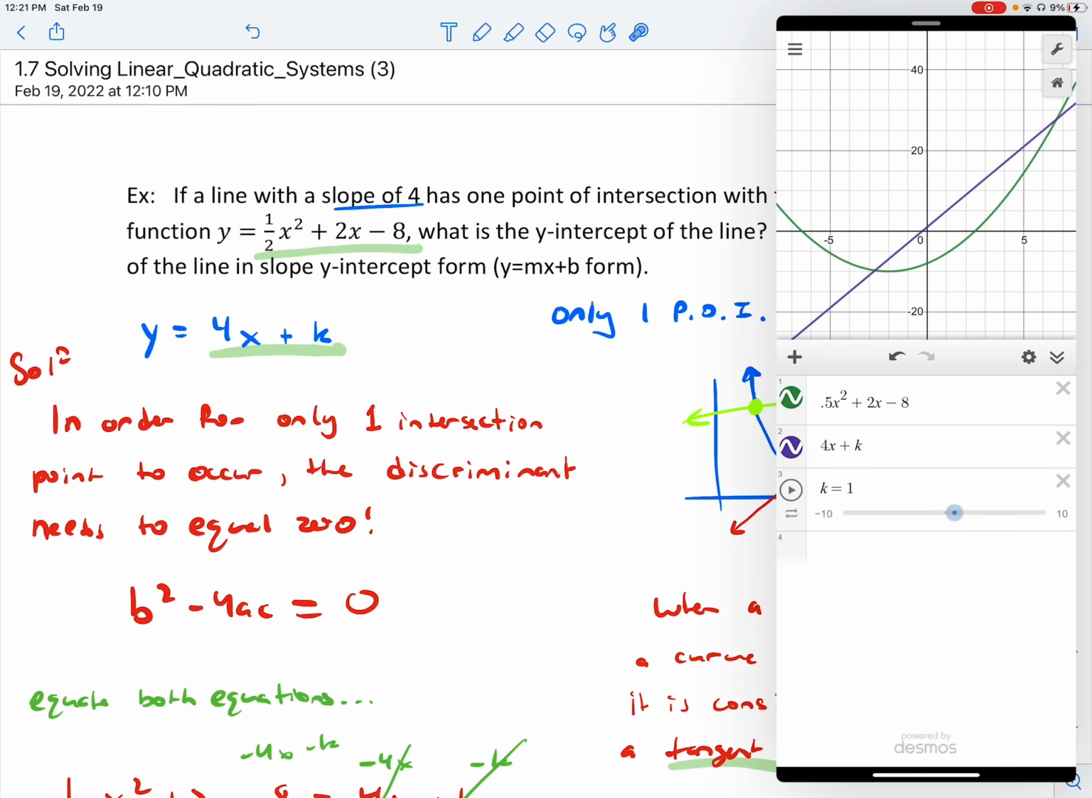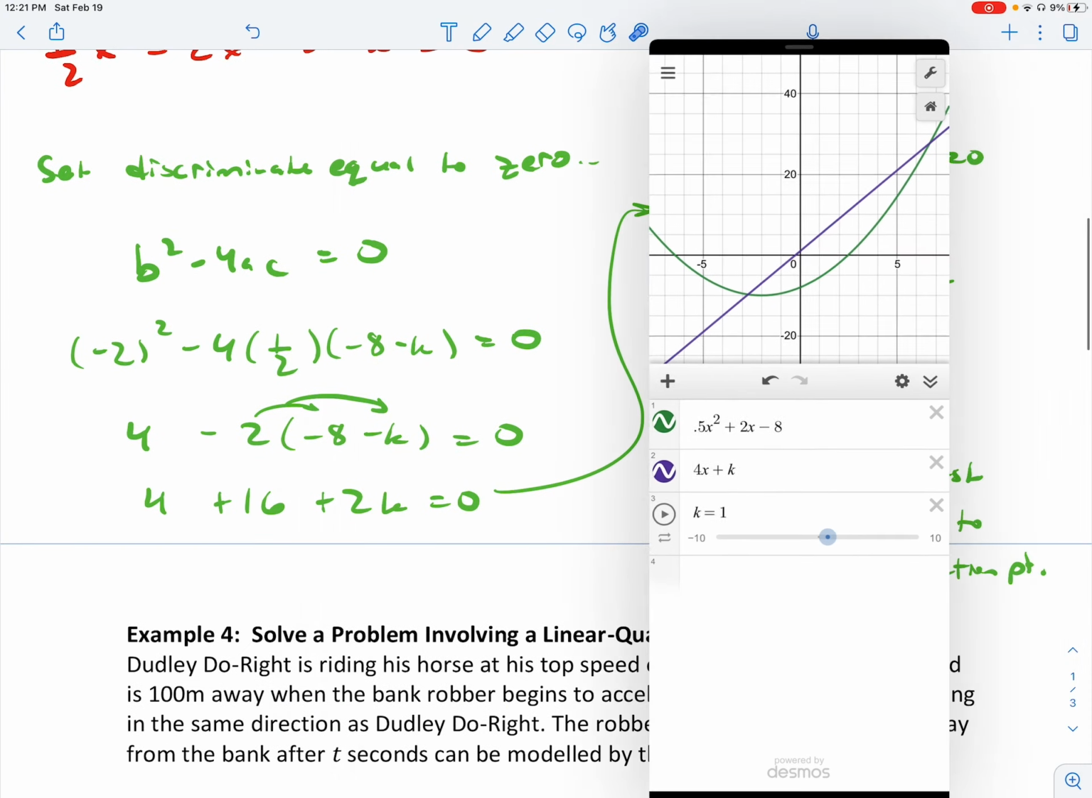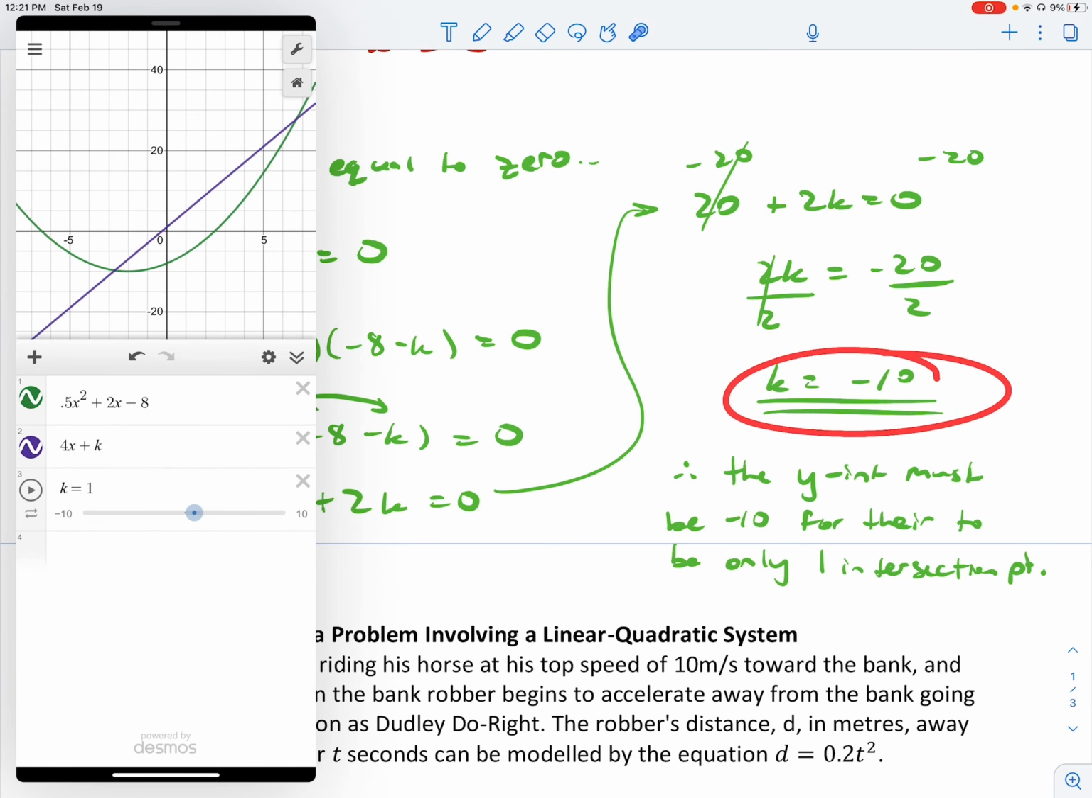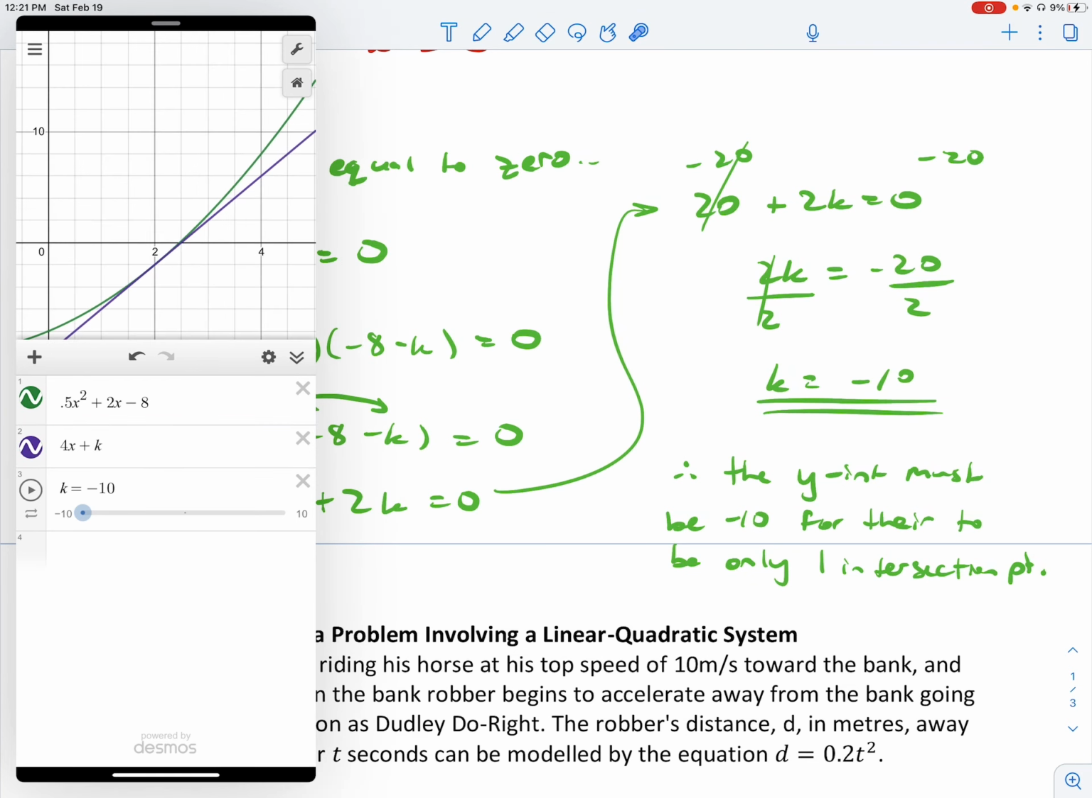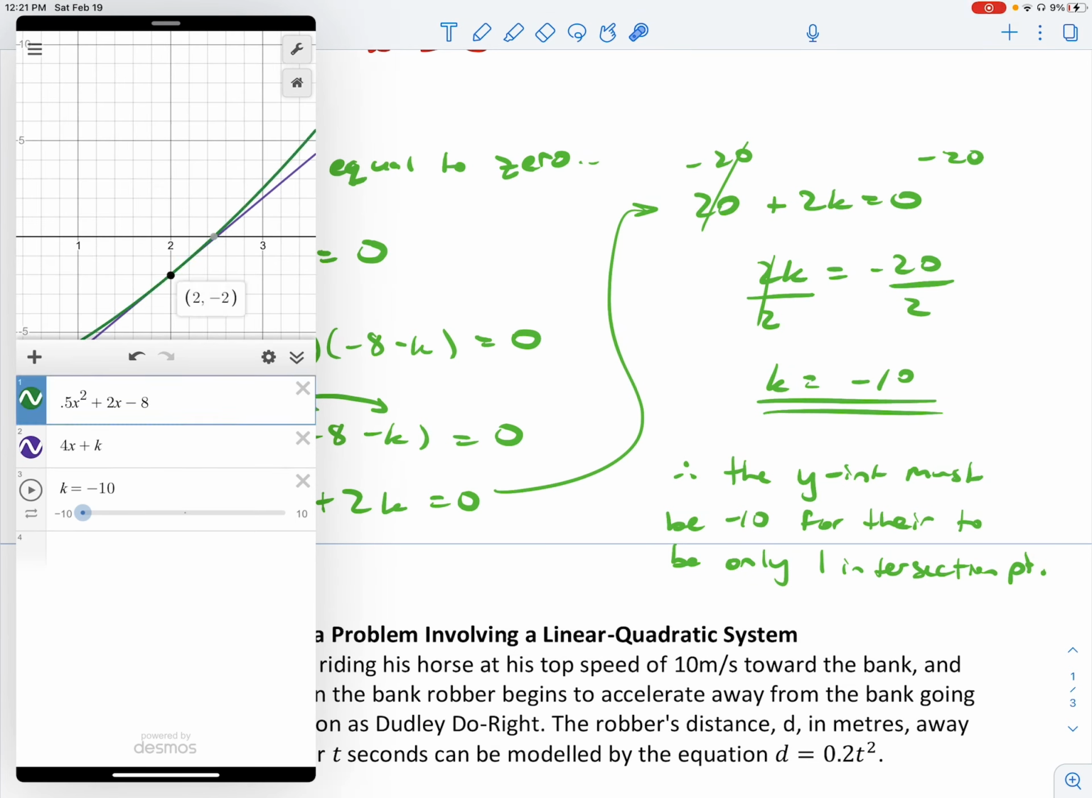So we actually calculated a value for k in order for it to be one solution. We found that value to be negative 10. So if I set k to negative 10, notice that as it moves down, it gets closer and closer. At negative 10, we get exactly one solution. 2, 5, 0. That might be the x-intercept. Let's go to the next one. Yeah, that's our solution right here. 2, negative 2. So the question didn't say find the intersection point. It just said find what k needs to be so that there's only one solution.